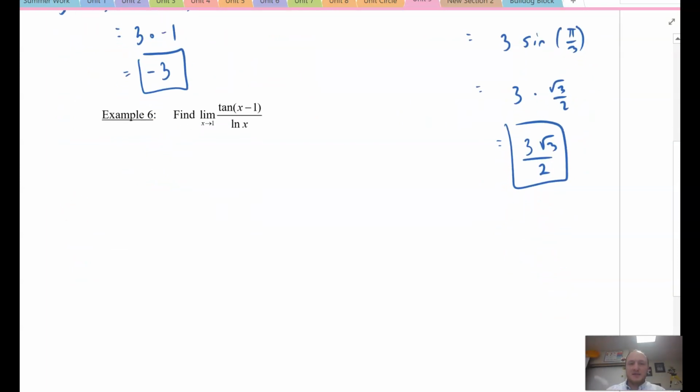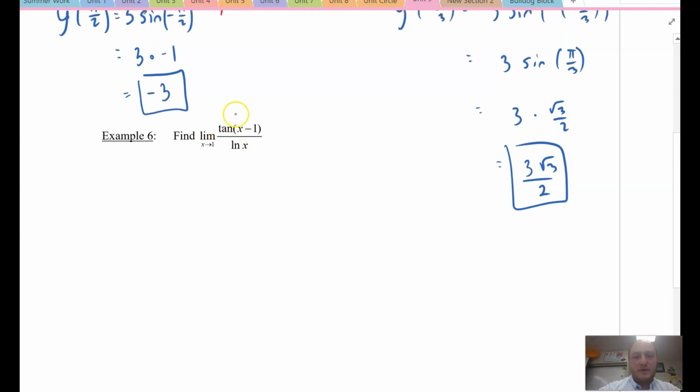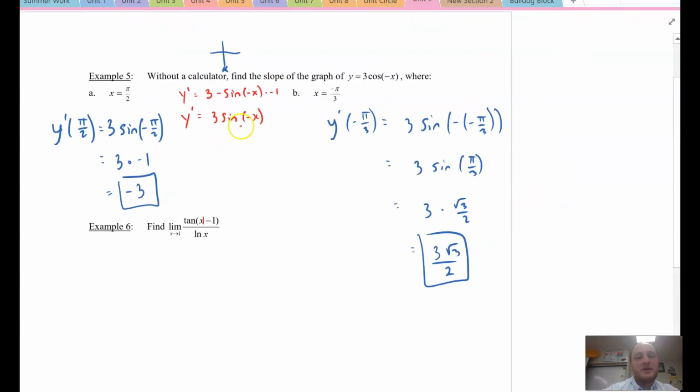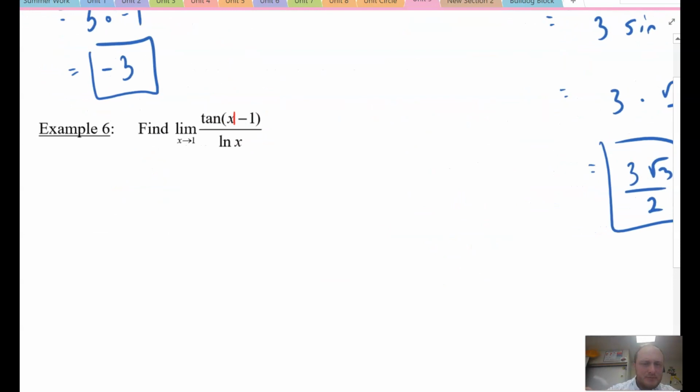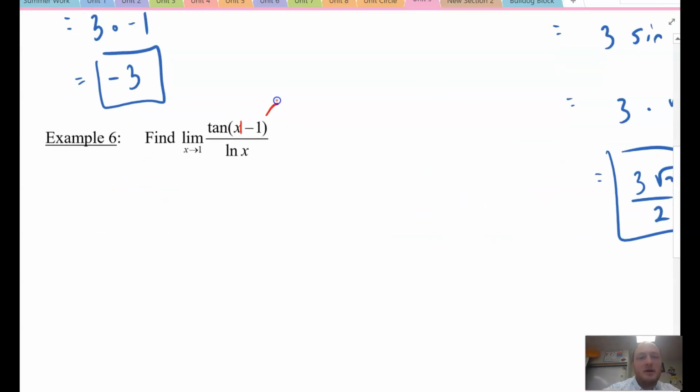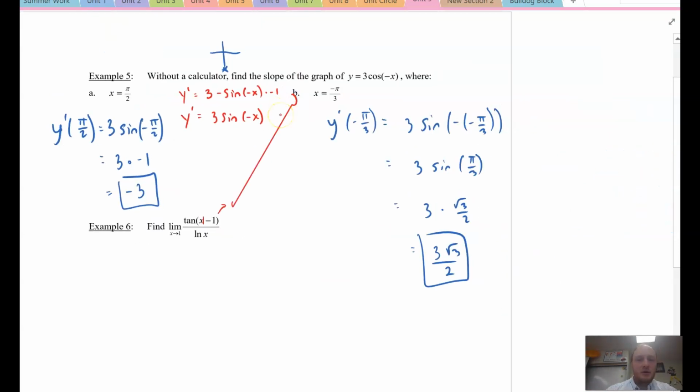All right, example 6. We have the limit as x goes to 1 of tangent of x minus 1 over natural log of x. Let's go ahead and evaluate. What if I just plug in 1? Well, I have tan of 1 minus 1. That's tan of 0, and that value is 0.